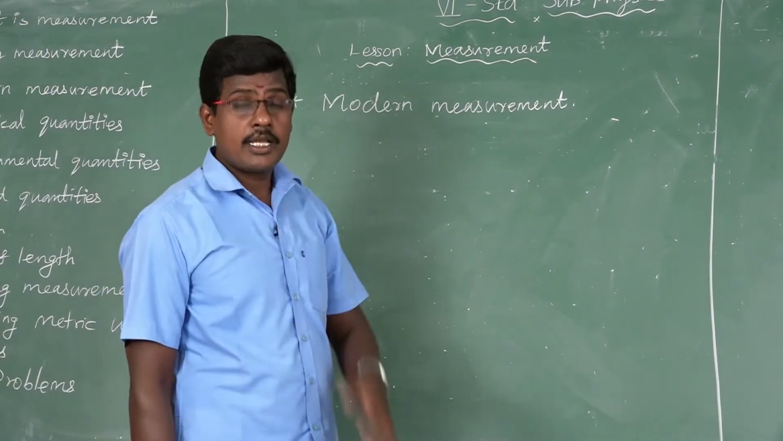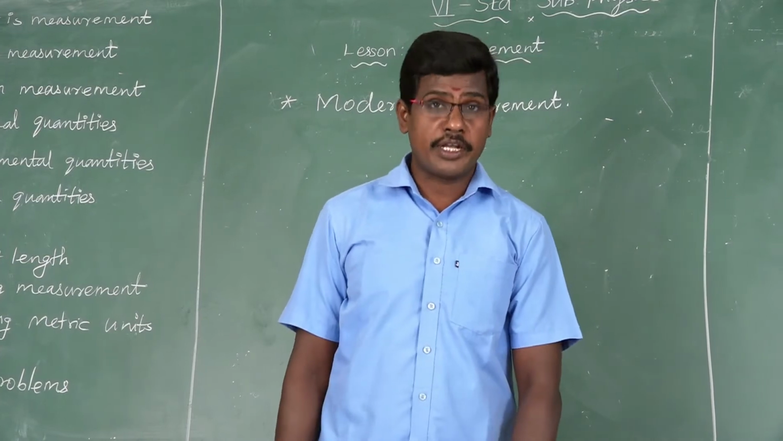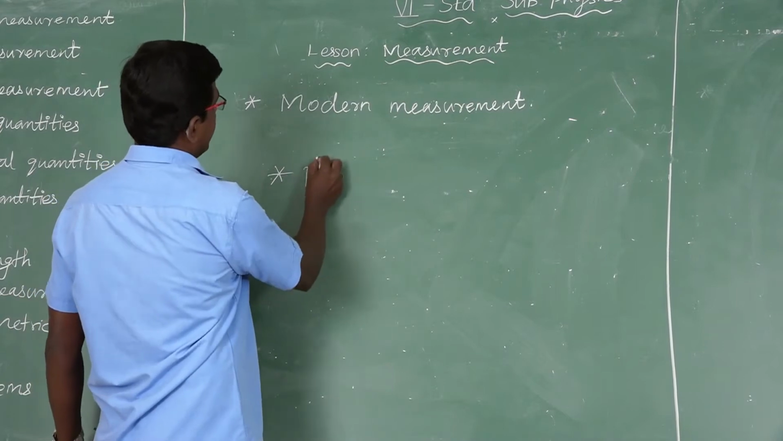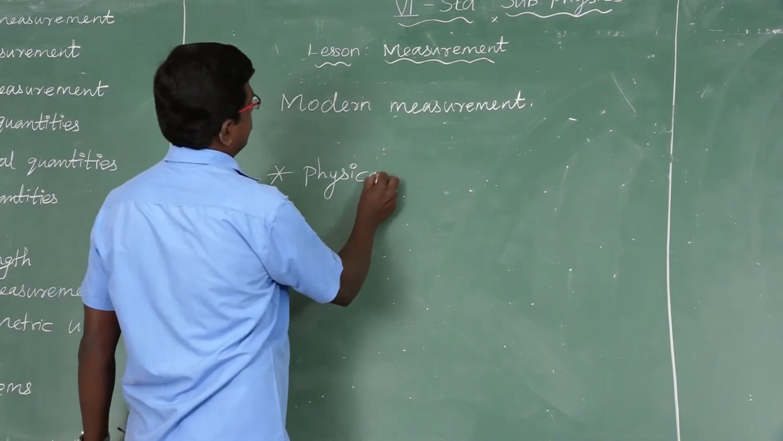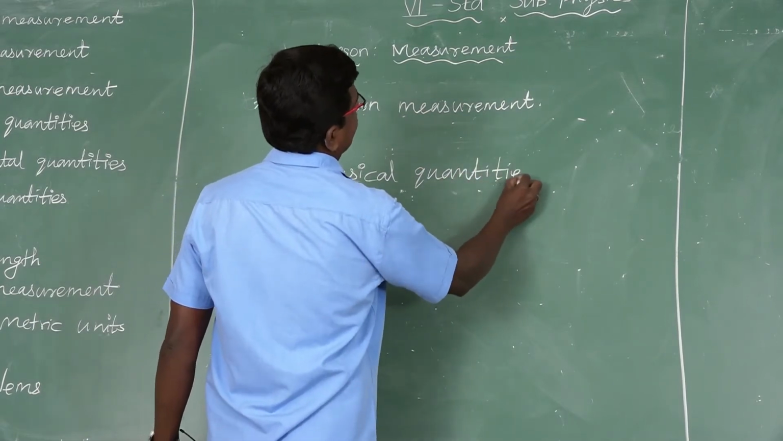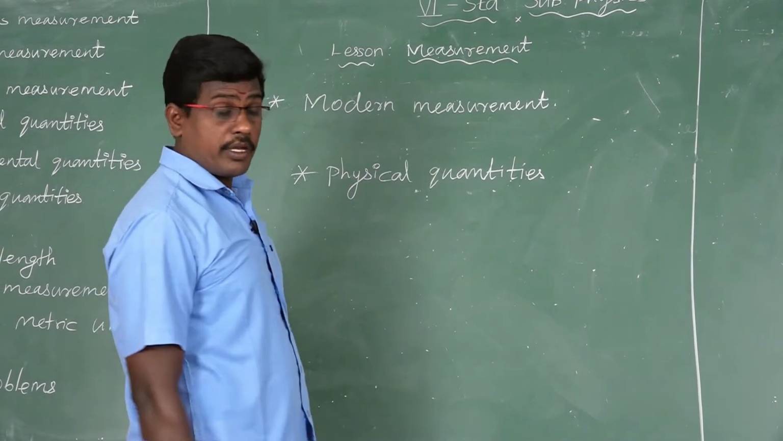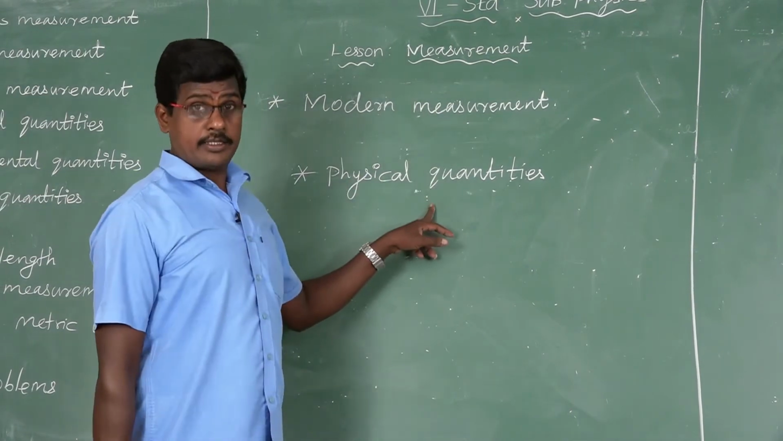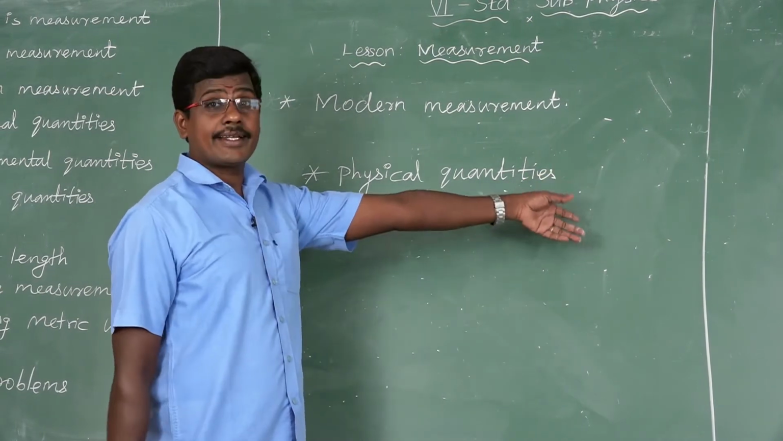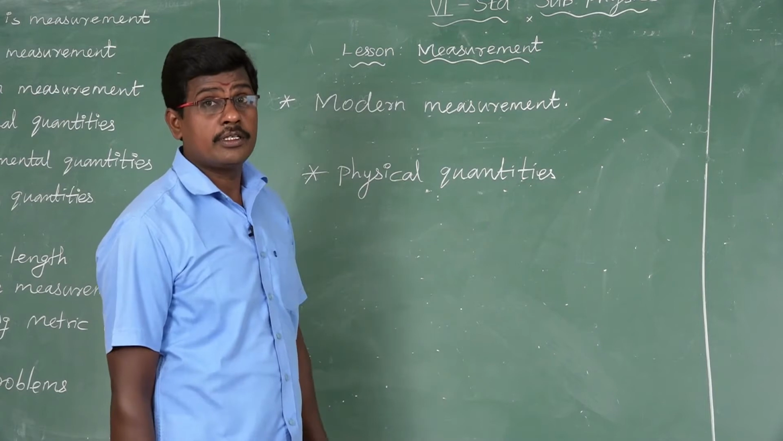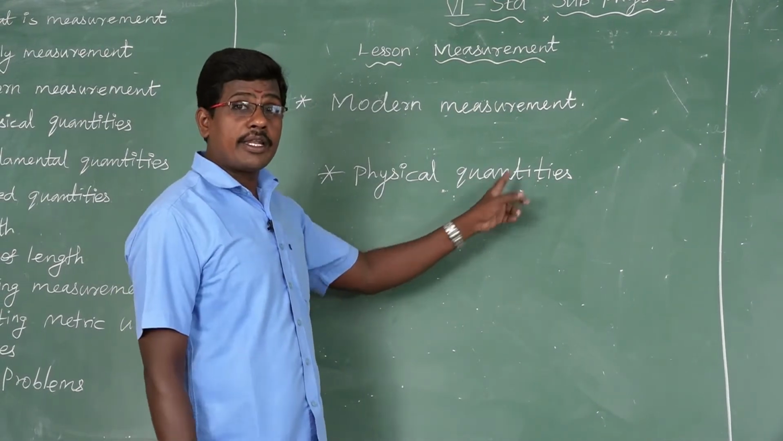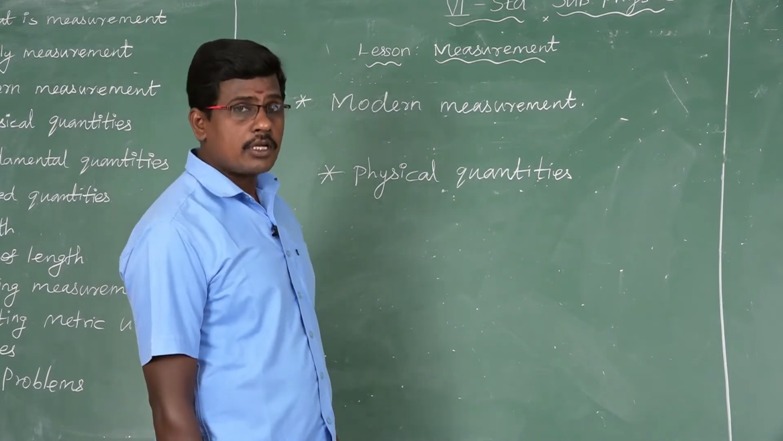Modern measurement is accurate measurement of physical quantities. So what are physical quantities? All quantities that can be measured directly or indirectly are called physical quantities.